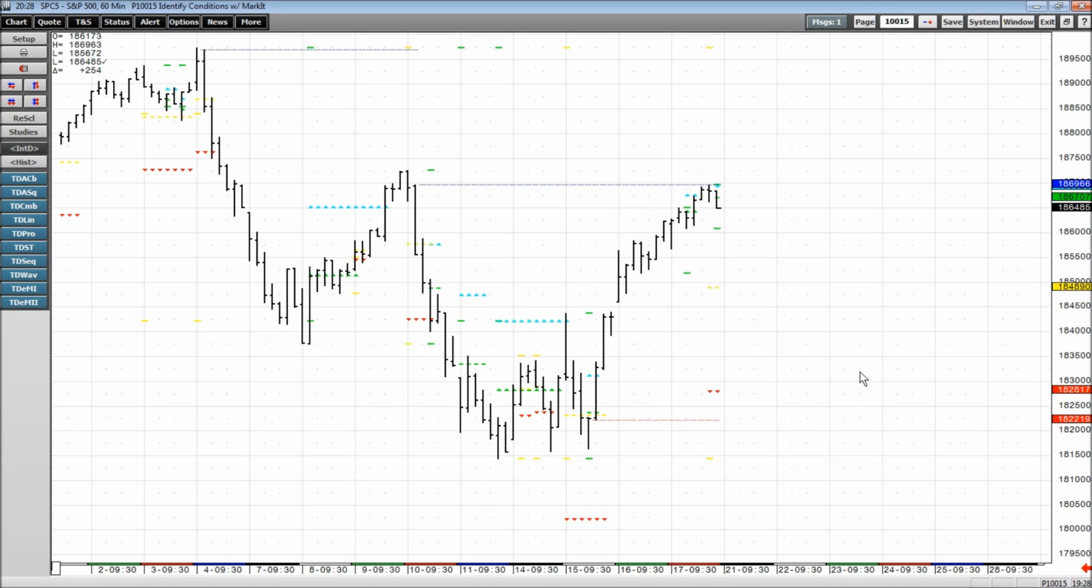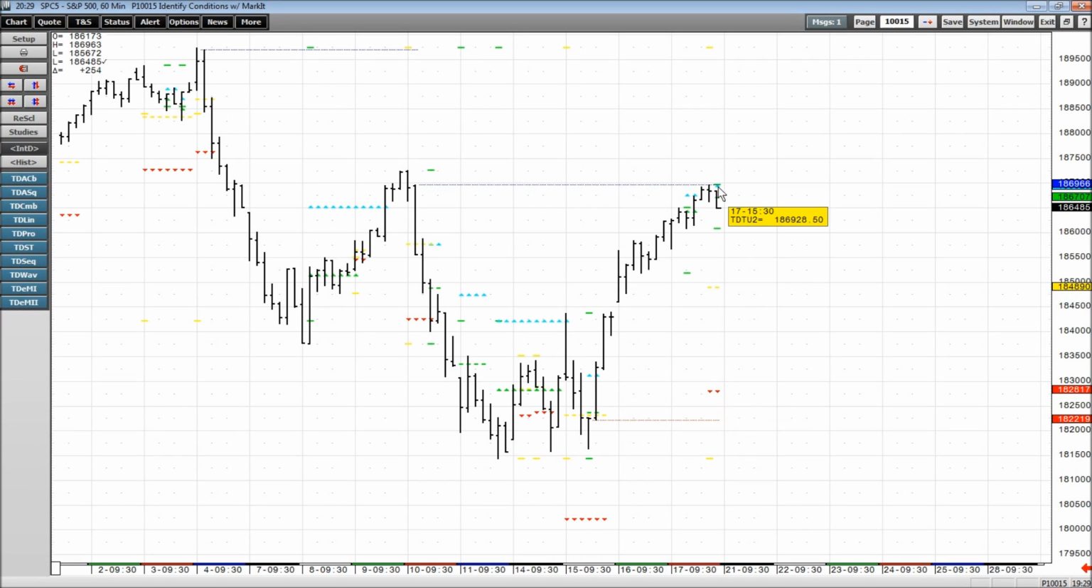We also have some TD propulsion signals in force. What propulsion tells us is it speaks to momentum and targets. Basically it says when you clear this level here at 1860, the probability of reaching this level here, 1848, increases. In a similar manner, if we clear 1848 in a bearish manner, the probability of coming down to the red diamond all the way at 1828 increases.